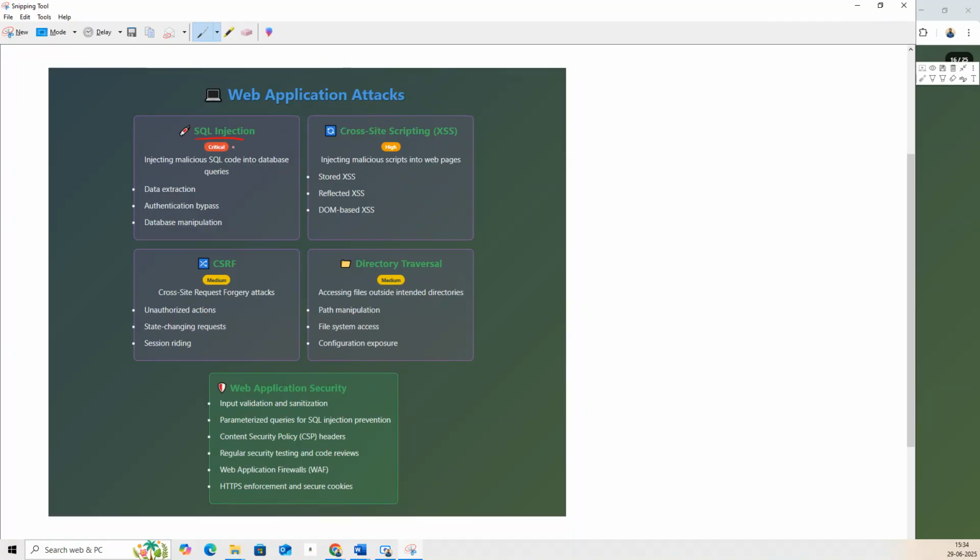SQL injection, critical, right? It is the crown jewel of web application attacks, and it's devastatingly effective. Attackers inject malicious SQL code into web forms, URL parameters, or any input field that communicates with a database.